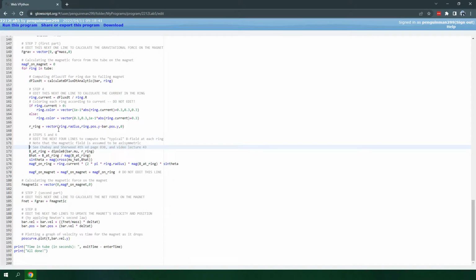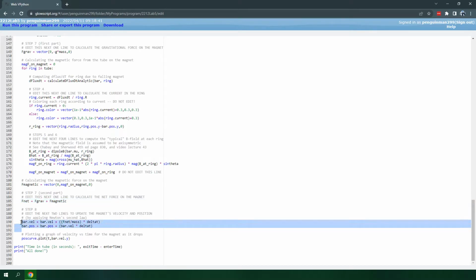And Newton's third law allows us to infer that the force that the magnet exerts on the ring will be equal and opposite to the force that the ring exerts on the magnet. I then included gravity to find the net force, and I used the principles of Newton's second law here to find the velocity of the magnet and the position of the magnet.